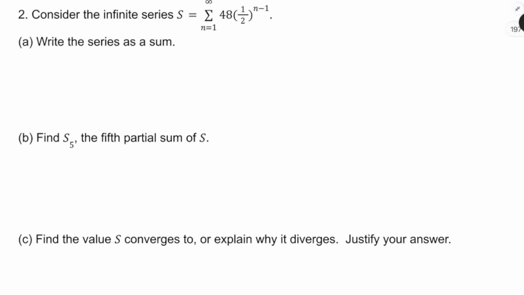All right, so consider the infinite series, the sum from n equals 1 to infinity of 48 times 1/2 to the n minus 1 power. We're going to write the series as a sum, and that just means write out the terms, starting with n equals 1. I'm going to write 4 terms, the general term, and then because it's an infinite series, I'll put dot, dot, dot beyond.